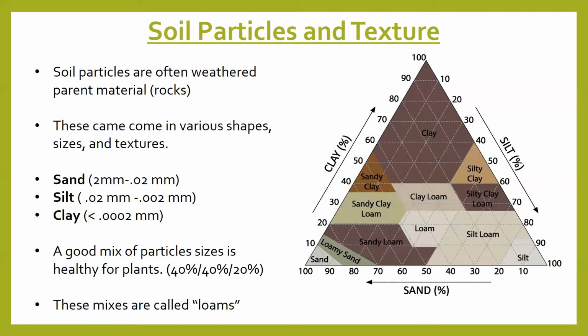Now, these are all in different mixes in different soils. Some soils are sandier, some soils are clay-rich, like we often see here in the Pittsburgh region. But generally speaking, when these soils are mixed in certain ways, they become what's called a loam. And maybe an idealized loam would be 40% sand, 40% silt, and 20% clay. But every soil is different.